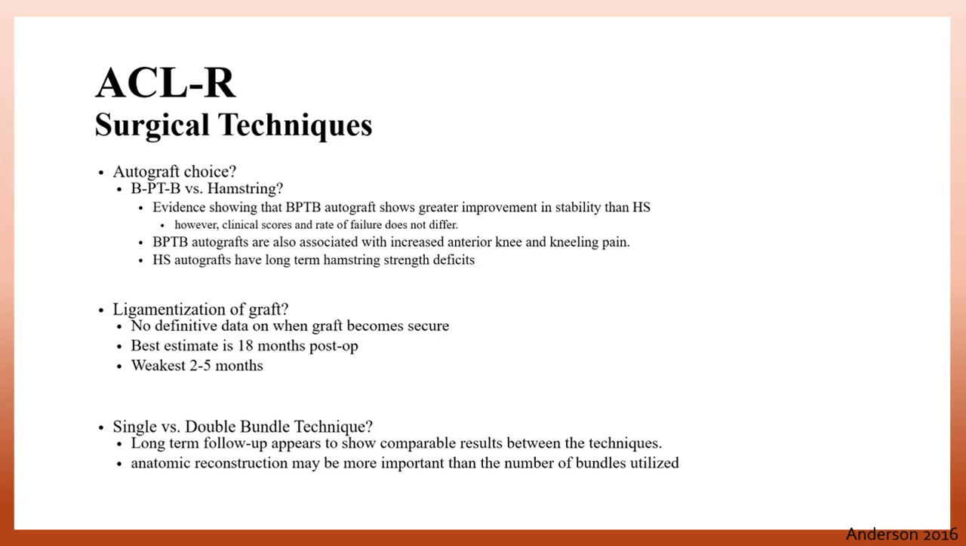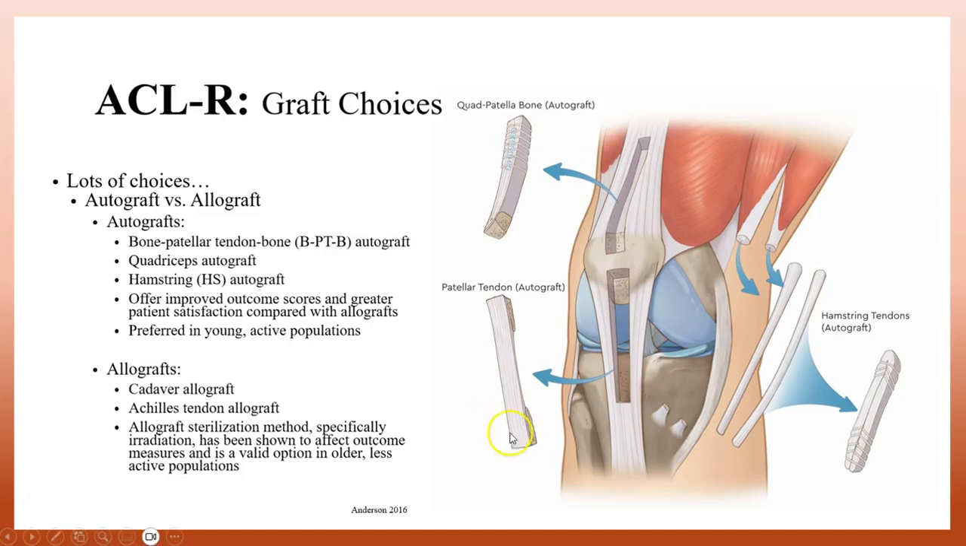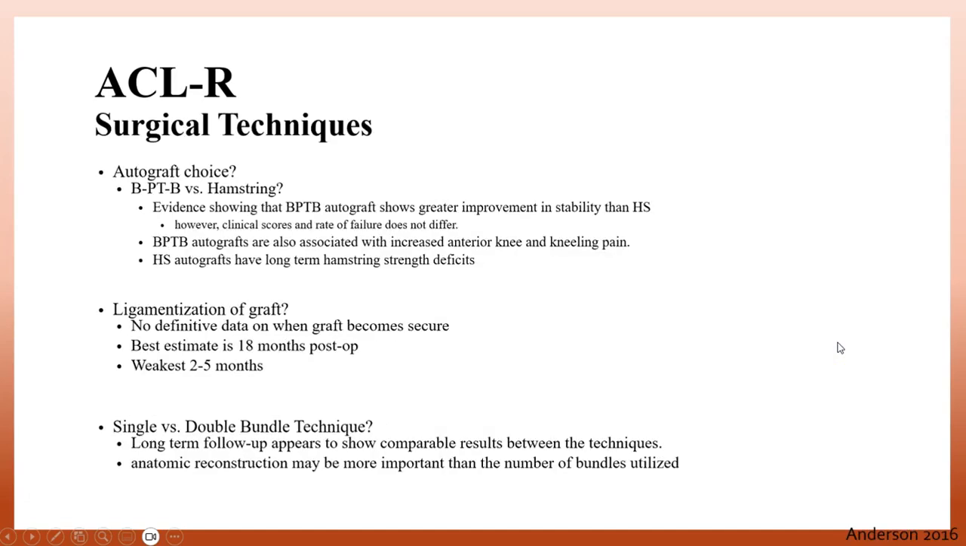There's also been talk in the past about single versus double bundle technique. If we go back one slide to the graft choice, you can see how we may do a double bundle here, where we bundle two tendons together or fold it in half and sew it to itself to create a thick tendon that we use as a graft. There are comparable results, but anatomic reconstruction is more important, meaning getting the graft placement correct and drilling the tunnels in the correct spot is more important than maybe single versus double bundle.